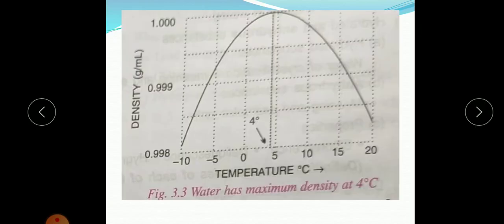So now let us see with the graph. This graph shows that when we increase the temperature, the water will show its maximum density at 4 degrees Celsius, and after that it goes on decreasing. So water has maximum density at 4 degrees Celsius and it goes on decreasing after that. First it increases, reaches the maximum, then decreases.